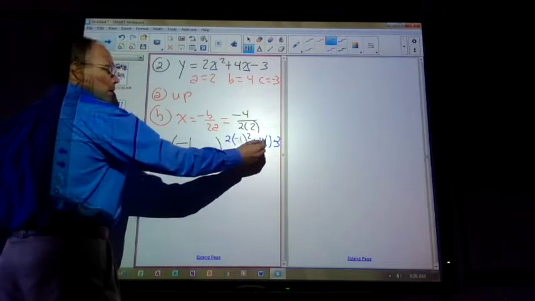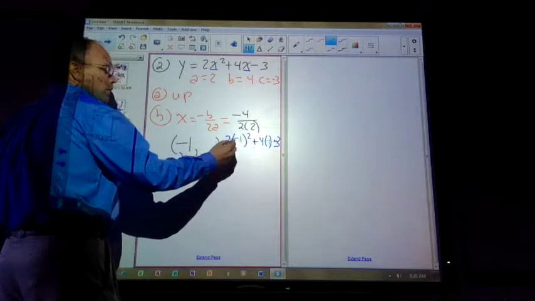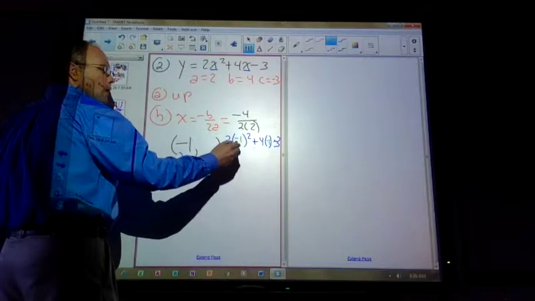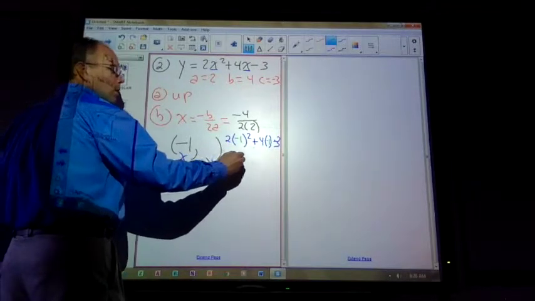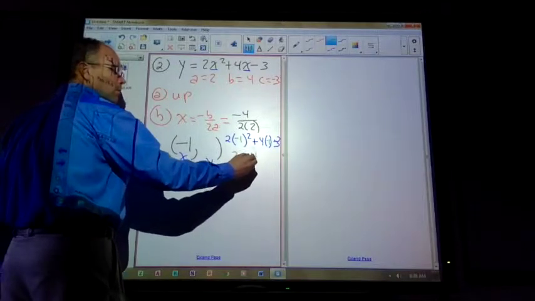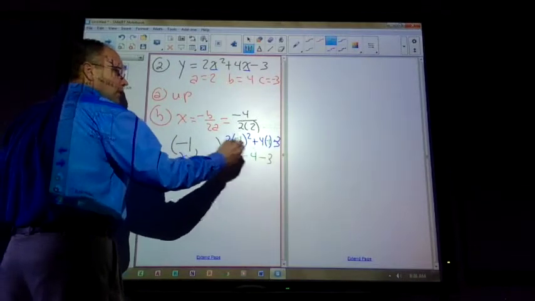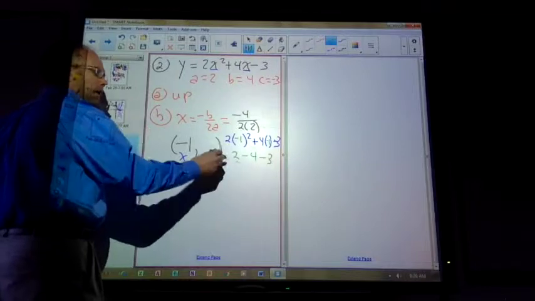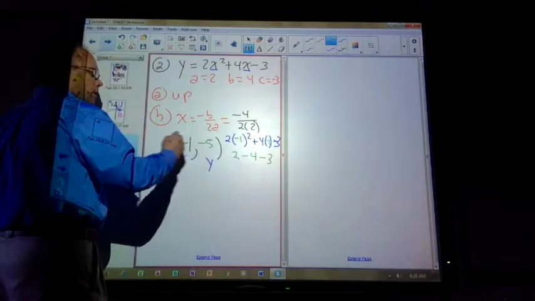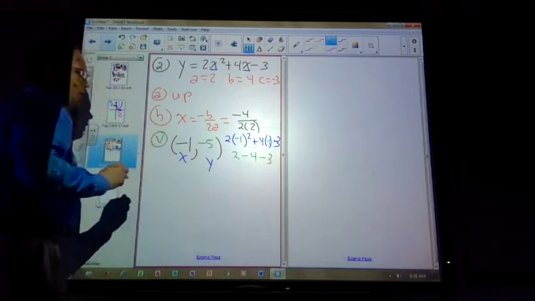Negative 1. What's going to go here? Negative 1. Okay? What is negative 1 squared? Negative 1 times negative 1 is? 1. 1 times 2 is? 2. 4 times negative 1? Negative 4 minus 3. 2 minus 4? Negative 2. Negative 2 minus 3? Negative 5. Guys and girls, this is my vertex.